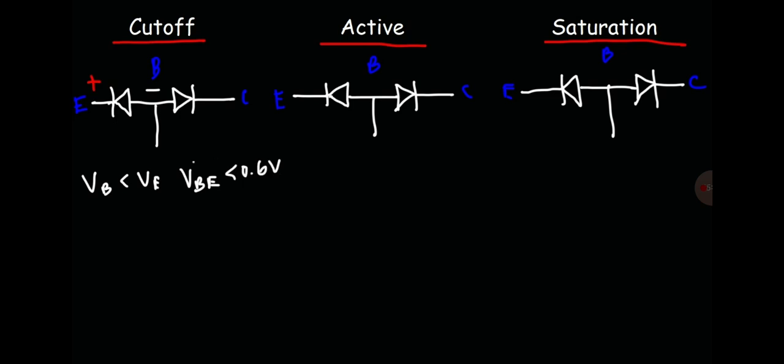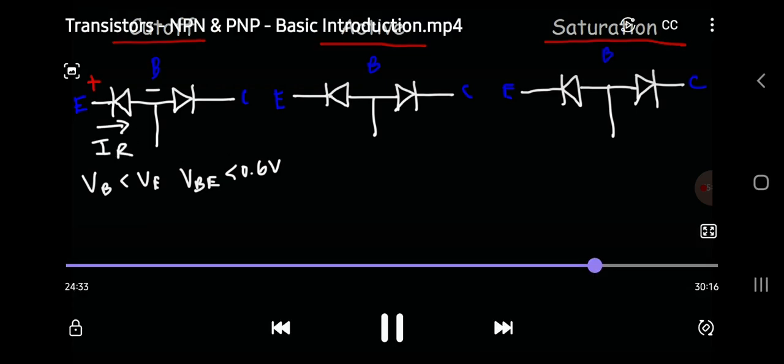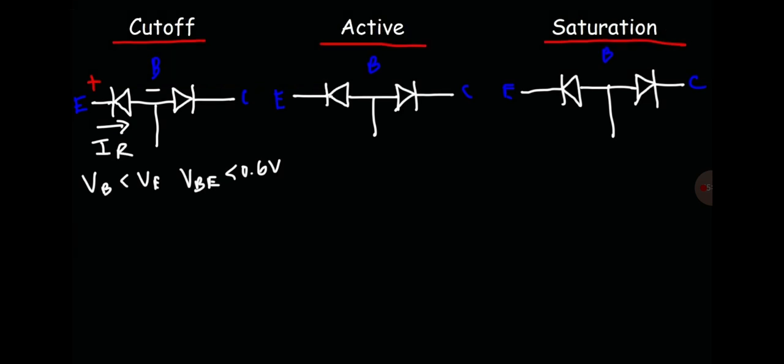In this case, the emitter base junction is in reverse bias mode. Notice that the direction of the current is opposite to the direction of the arrow. So that's reverse bias mode. Now the potential of the collector is going to be higher than the potential of the base. So the collector base junction is also in reverse bias mode. So when those two junctions are in reverse bias mode, you're operating in the cutoff region. The transistor is off.